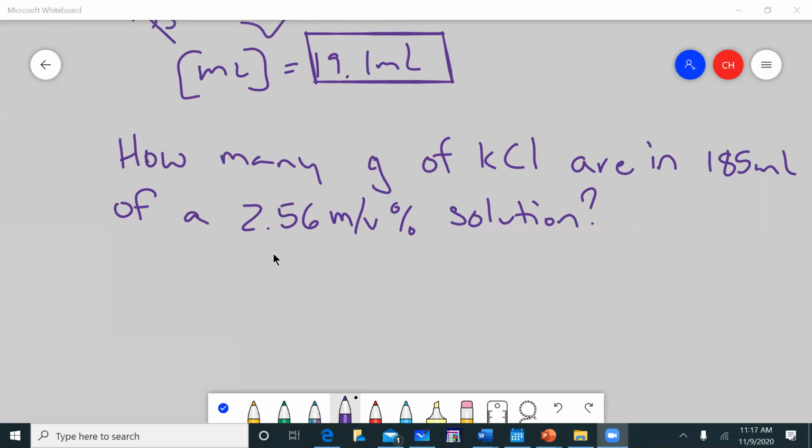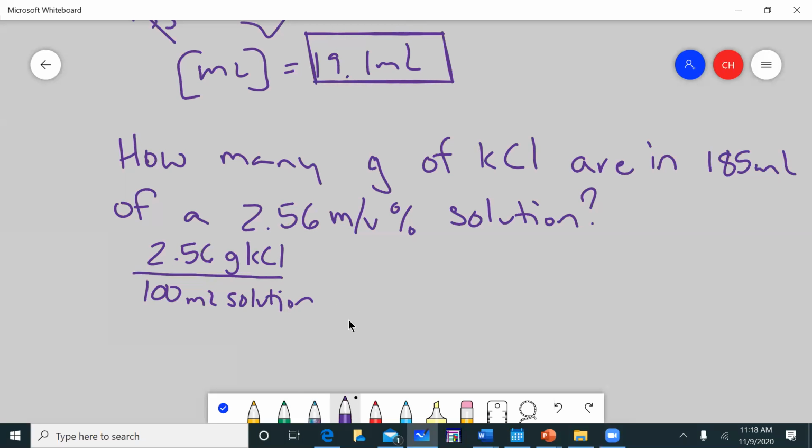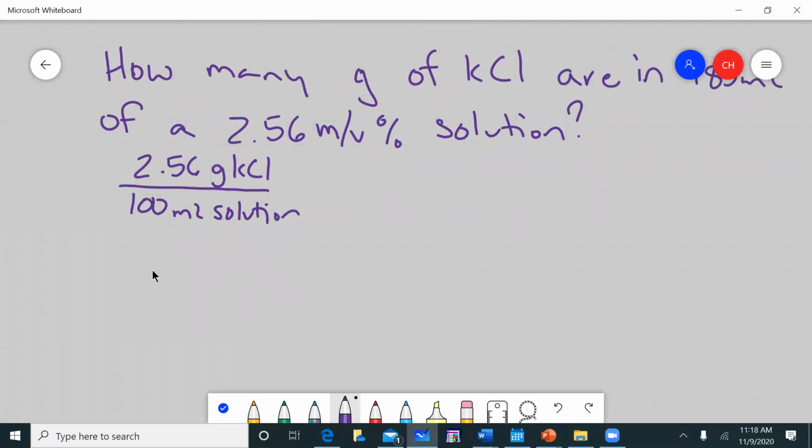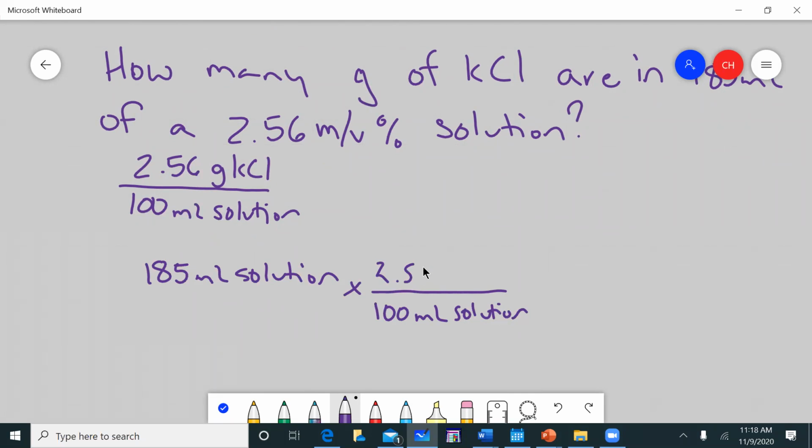All right, so for this one, again, we can go at it 2 different ways. I'm going to use this as a conversion factor. If I have 2.56 mass volume percent, that's the same thing as saying that I have 2.56 grams of, in this case, KCl, in every 100 milliliters of solution. So this becomes a conversion factor. I start with my given, so I have 185 milliliters of my solution, and I want to know something about grams. The milliliters go on the bottom and the gram value goes on the top, 2.56 grams of KCl. The milliliters will cancel and we'll be left with just grams.